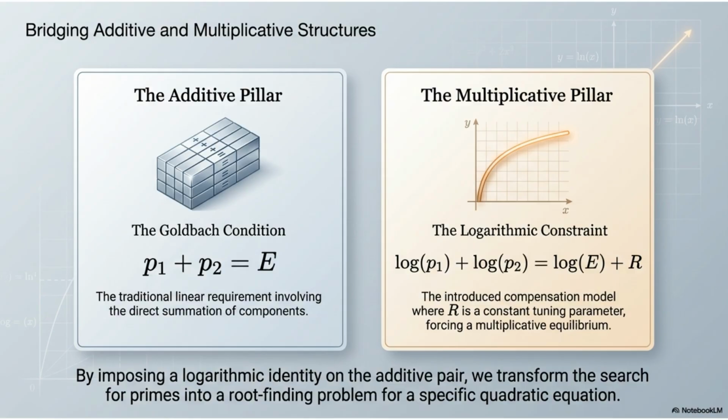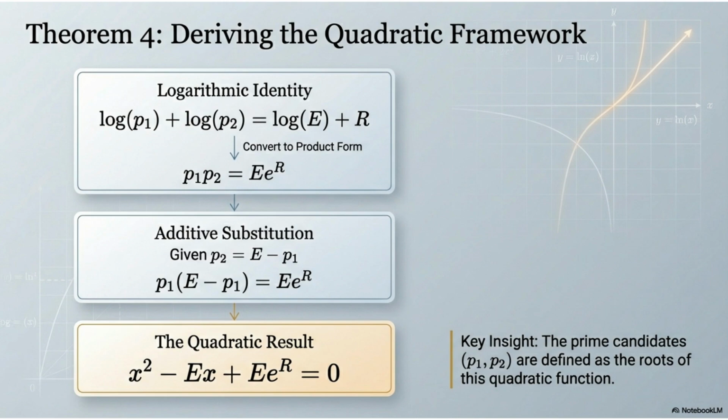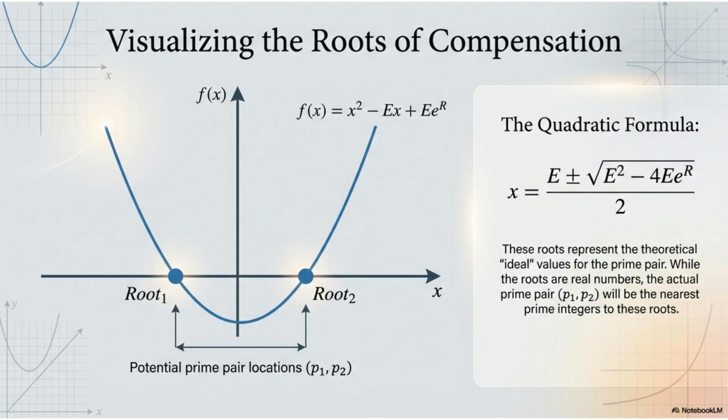By imposing a logarithmic identity, we introduce the multiplicative pillar, transforming the problem into root finding for a specific quadratic equation. Theorem 4 shows the derivation of the quadratic framework. Using the logarithmic identity and additive substitution, we arrive at the quadratic result, $x^2 - Ex + Ee^{-r} = 0$. The prime candidates $p_1$ and $p_2$ are defined as the roots of this function.